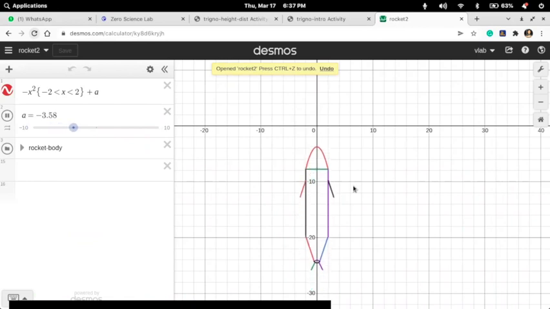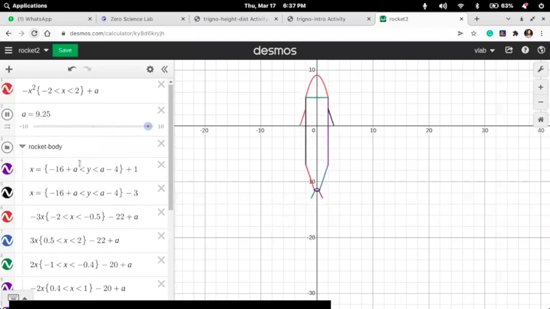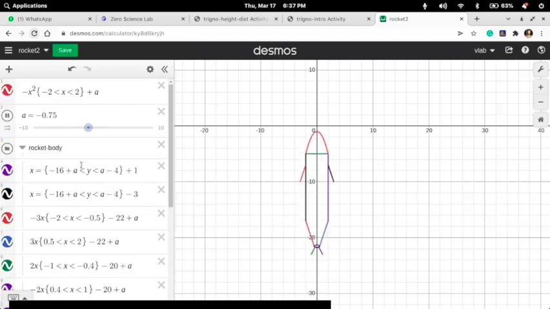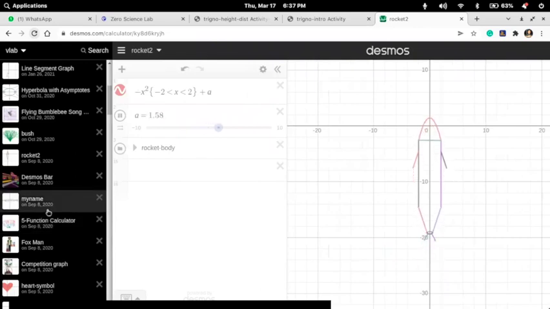Yes, sir. Okay, wow, this is the one. So this is the simplest rocket. This is the rocket body. This is made up of these equations, right? You can see. Yes, sir. Okay, you can create.